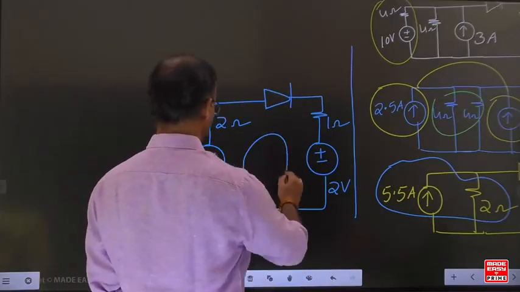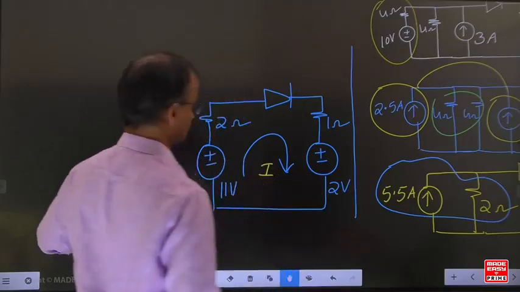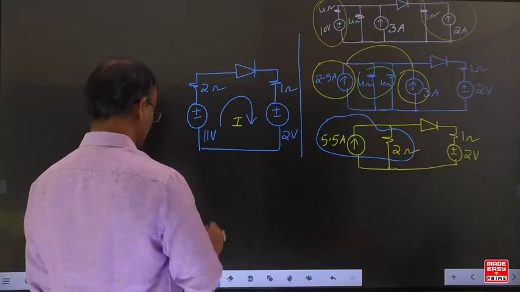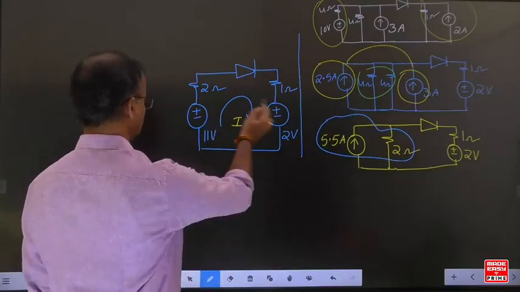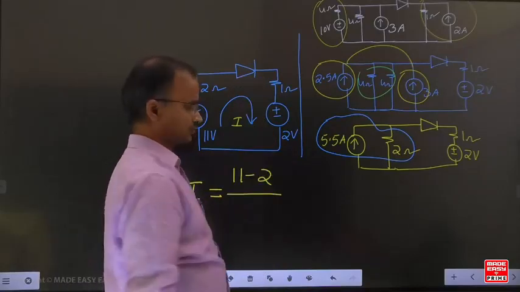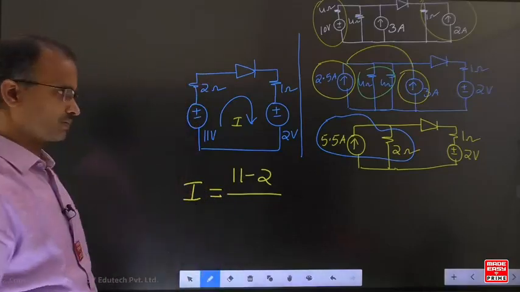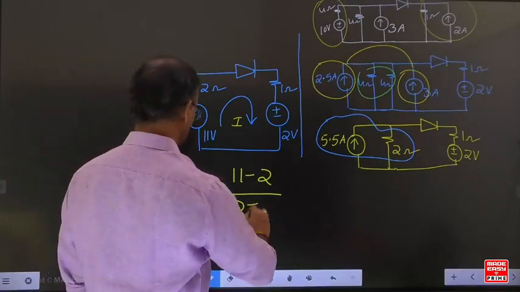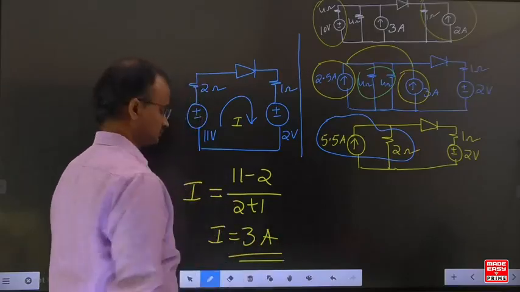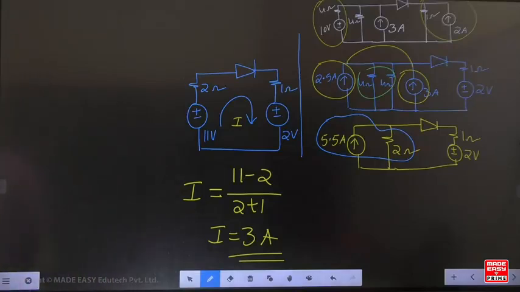Then for this example, what do you need? The current. What is your requirement? The current. In this example, I equals this plus subtraction. What about this for the ideal diode? For an ideal diode, the forward bias resistance is equal to 0. If you simplify here, then what is I equal to? 3 amperes. Okay.